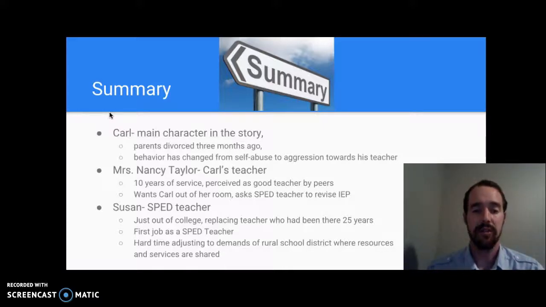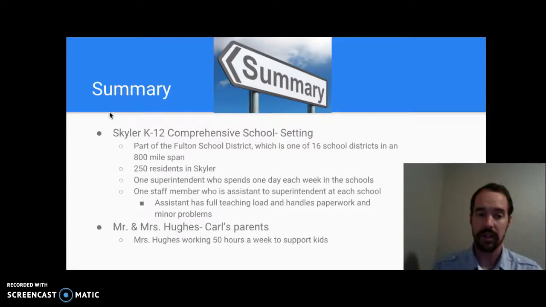She is in her first job right out of college. She's replacing a teacher who had been there 25 years. She's having a bit of a hard time adjusting to a rural district where the resources and services are shared. Speaking of the school district, the school they work for is Schuyler K-12 Comprehensive School. It's part of the Fulton School District, which is one of 16 school districts in an 800-mile span.